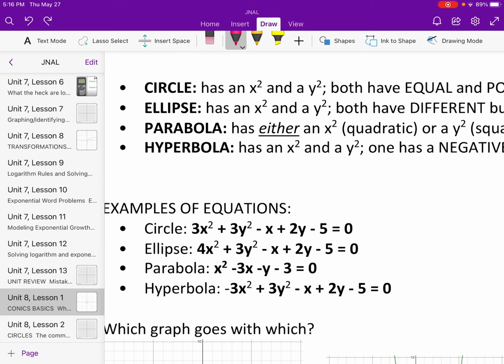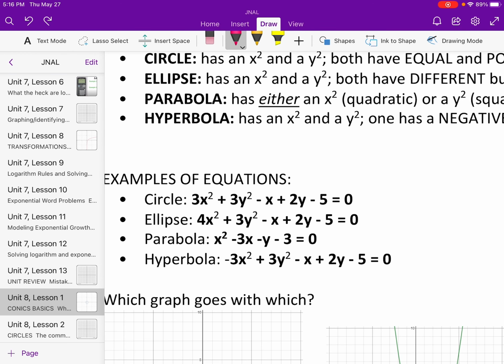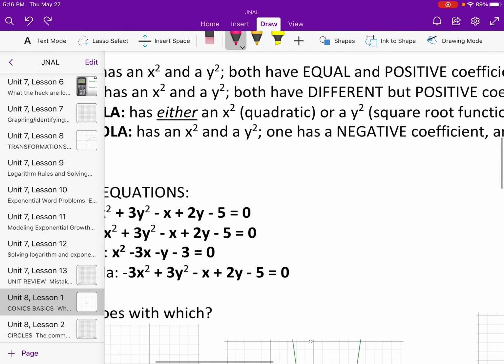I don't know, but that's how you can tell the difference. Parabola, we know that it has either an x squared or a y squared. Usually we've seen that it has x squared because that is a quadratic. But if it has a y squared, then that's the square root function.